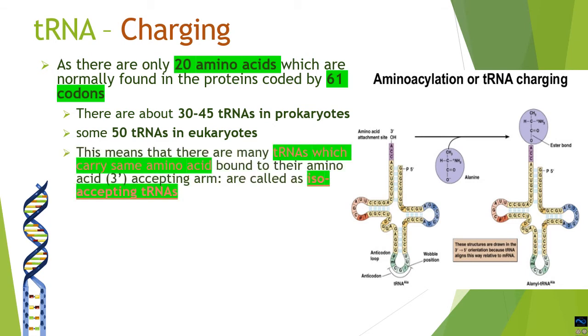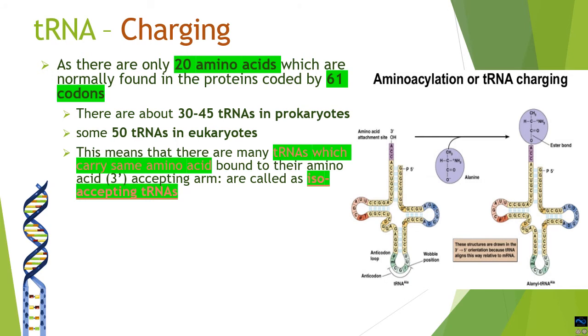We know that there are 30 to 45 different kinds of tRNAs to code only 20 amino acids, so there is a probability that certain tRNAs are linked with the same kind of amino acid. These tRNAs which carry the same amino acids are called iso-accepting tRNAs.